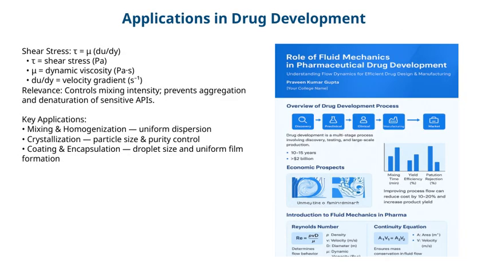In this slide, I want to focus on how shear stress plays a crucial role in drug development processes. Shear stress, represented by the equation tau equals mu times du/dy, helps us understand how fluid forces influence our formulations. Here, tau is the shear stress measured in pascals, mu is the dynamic viscosity of the fluid, and du/dy is the velocity gradient, which tells us how quickly the fluid's velocity changes across a distance. Understanding shear stress is vital because it controls the mixing intensity during formulation.